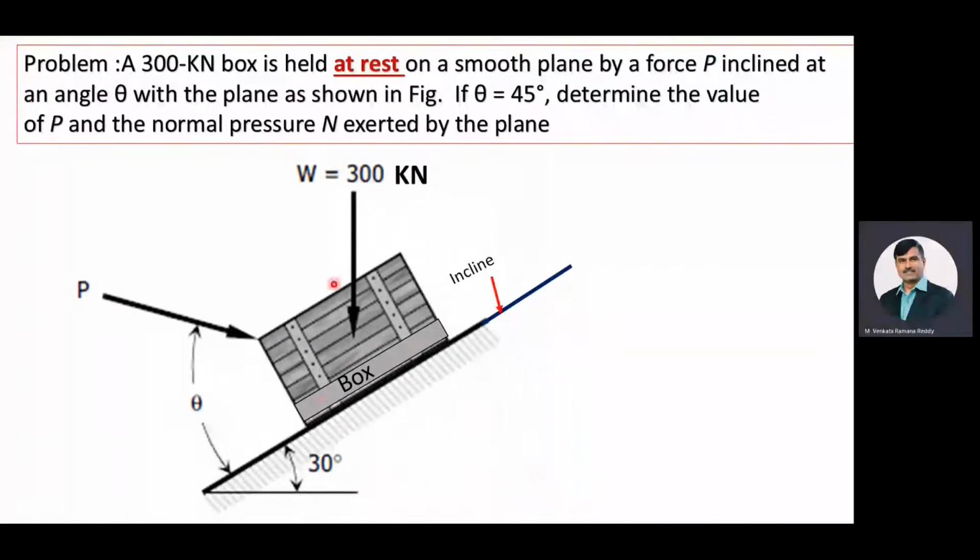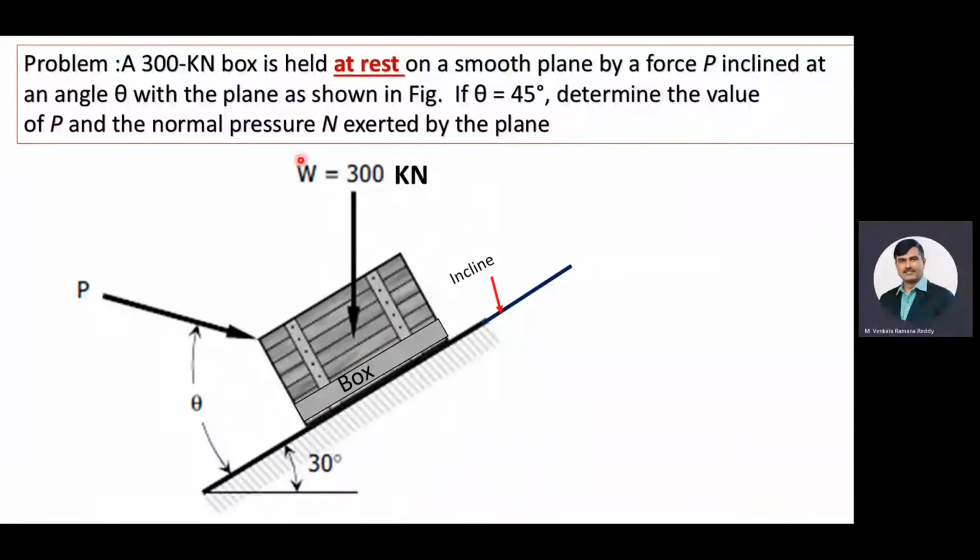Here, this is the box which is placed on the incline. In order to keep this box in a rest condition, we are applying a force P, and this force is making an angle theta degrees with the incline, and this is the inclined surface. We need to find the value of the applied force P in order to keep the box in a rest condition, and also we need to find the normal reaction exerted by the inclined surface onto the box.